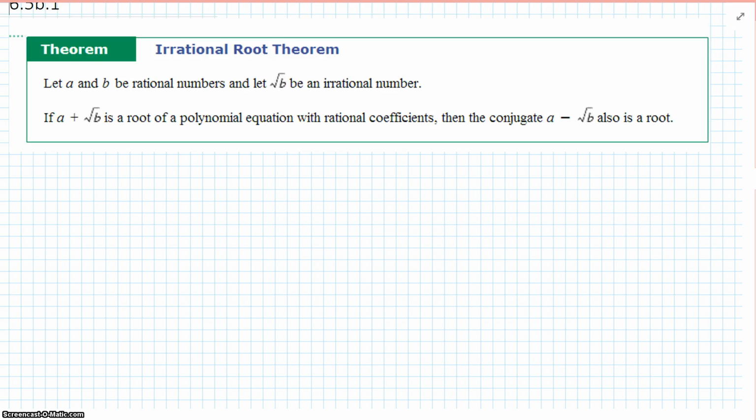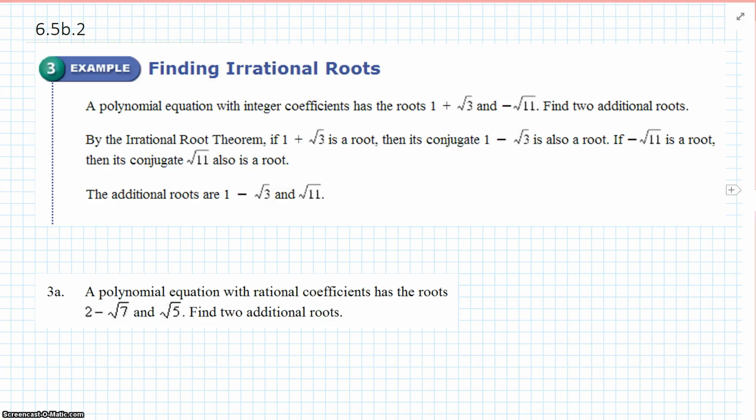Let a and b be rational numbers and let the square root of b be irrational. If a plus square root of b is a root, then the conjugate a minus the square root of b is a root. This also holds true for i. You know, rational, irrational, and imaginary numbers have conjugates. Again, all you have to do, and we'll look at an example, all you have to do is flip the sign in front of the radical.